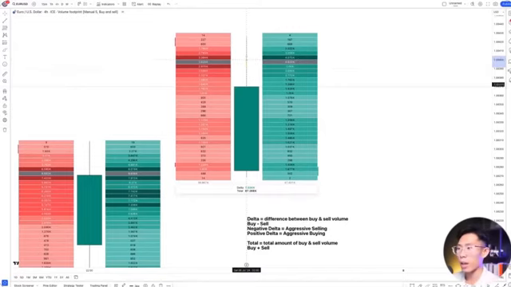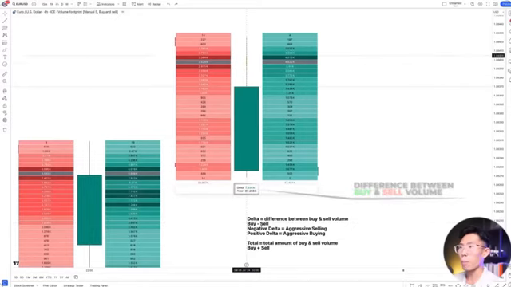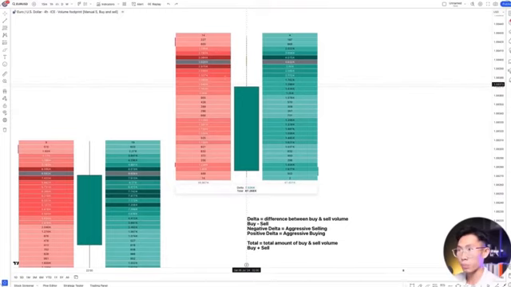It's not rocket science. And then when you come down here, this delta number right here basically represents the difference between your buy and sell volume or orders. So you just take the total amount of buy orders minus the total amount of your sell orders.